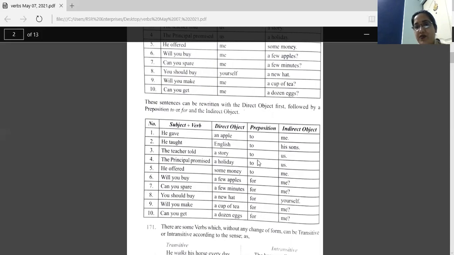So in these sentences, we are using prepositions. Prepositions are to, for, on, in, into, with, since. These are prepositions. So in the previous table, we wrote sentences using the indirect object first and the direct object later. But if you want to write the other way, direct object first and indirect object later, you can, but you have to use prepositions here, to and for.